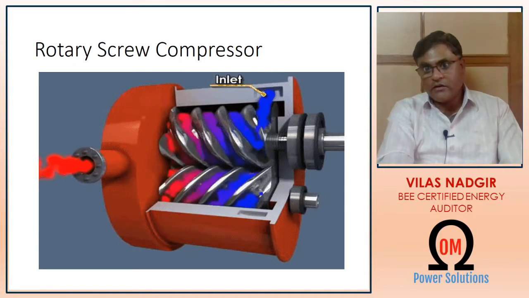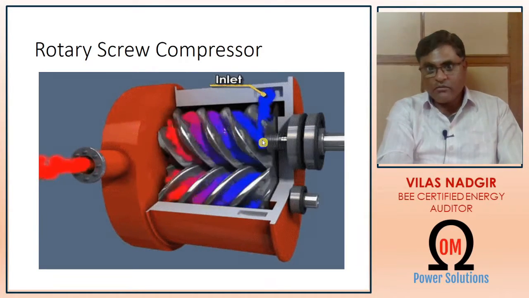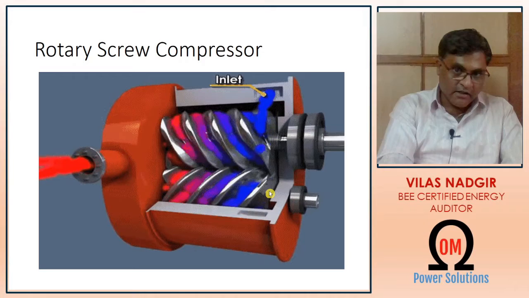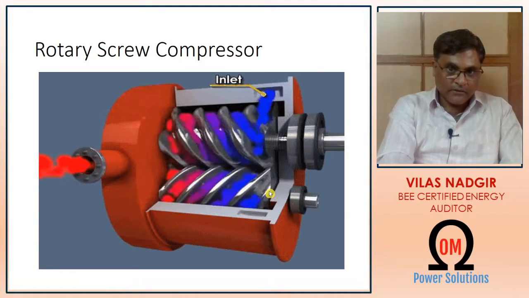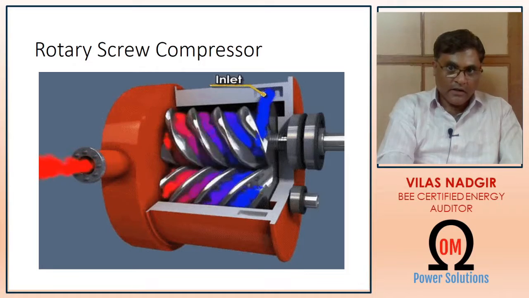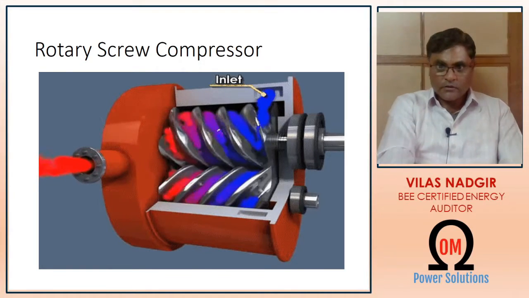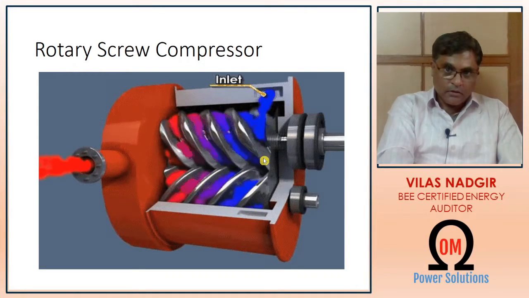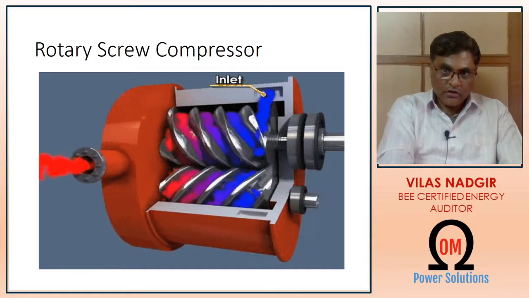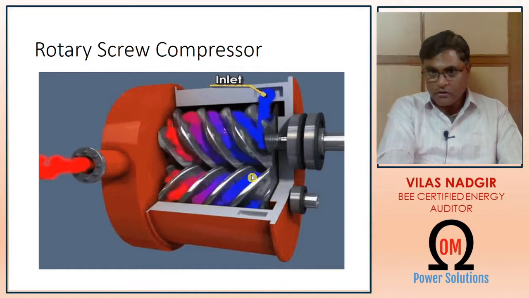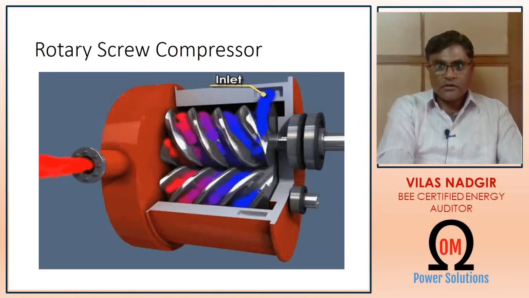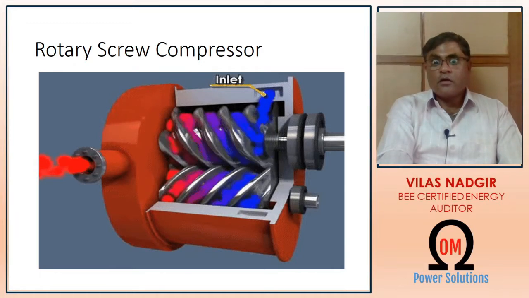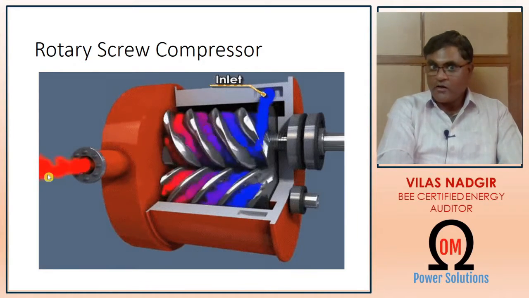This is the rotary screw compressor. Here the inlet air is fed in between the two rotors which are aligned in opposite direction so that they are rotating in opposite direction. Air is fed in between these two rotors, and when that air is fed in between these two rotors, that air is shrunk, and that shrunk means compressed. That compressed air is fed from the outlet here.